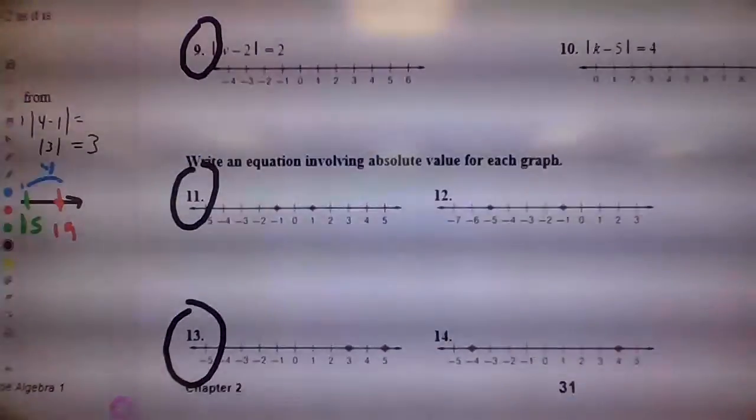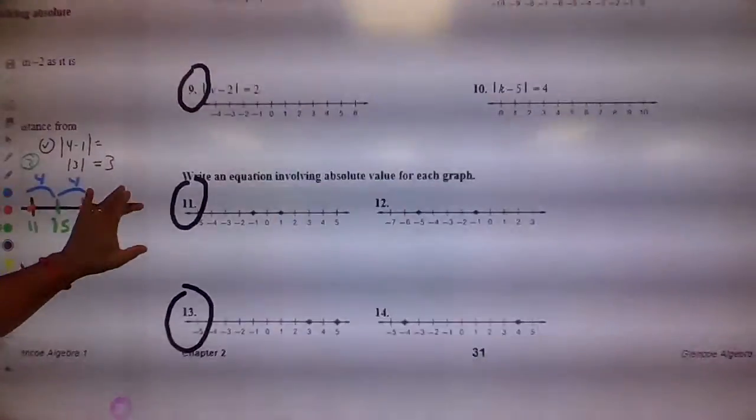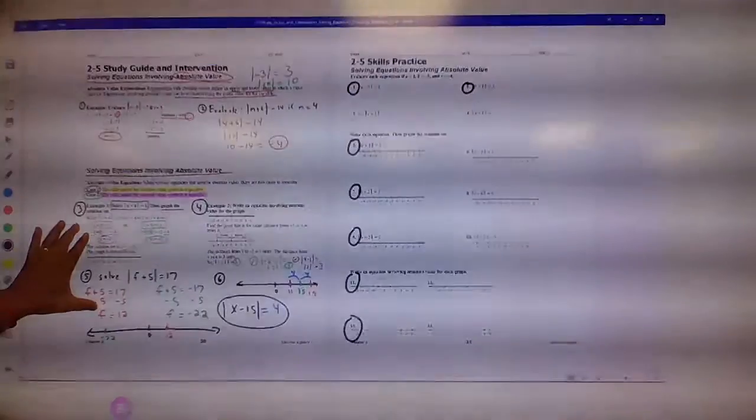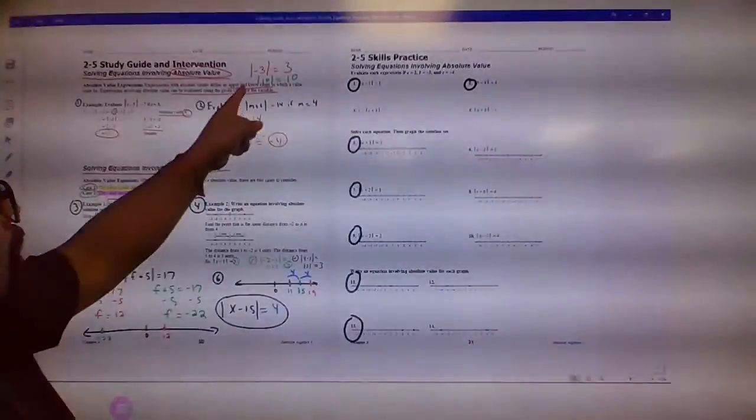Okay? So that's what you're going to do today. All right, guys, let me know if you have any questions, okay? You are working with absolute value. If you don't remember what absolute value is, let me know, but I went over it up here.